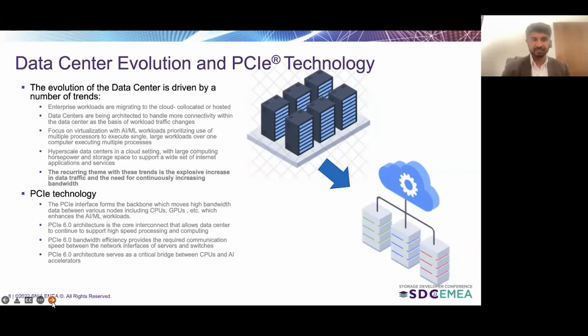The PCIe interface forms a backbone which moves high bandwidth data between the various nodes, including CPUs, GPUs, etc., which then enhances the AI and ML workloads. The PCIe 6.0 architecture is a core interconnect that allows data centers to support high-speed processing and computing. PCIe 6.0 bandwidth efficiency provides the required communication speed between the network interfaces of servers and switches. And PCIe 6.0 architecture serves as a critical bridge between the CPUs and the AI accelerators.